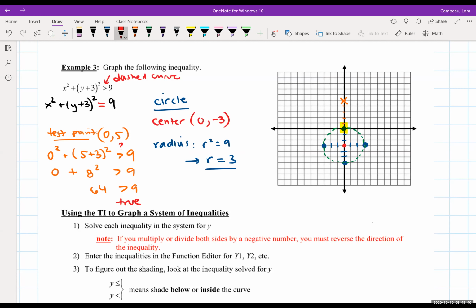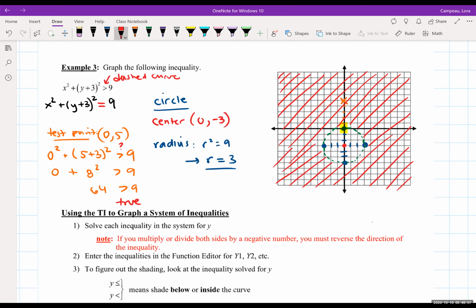So if we have ourselves a true statement, what we're doing is we will shade the region containing our test point. So that will leave us with shading everywhere outside the circle. I know when I have more to shade, you'll see me use the hash lines, being careful that I don't shade inside. So that is the graph of this particular inequality.